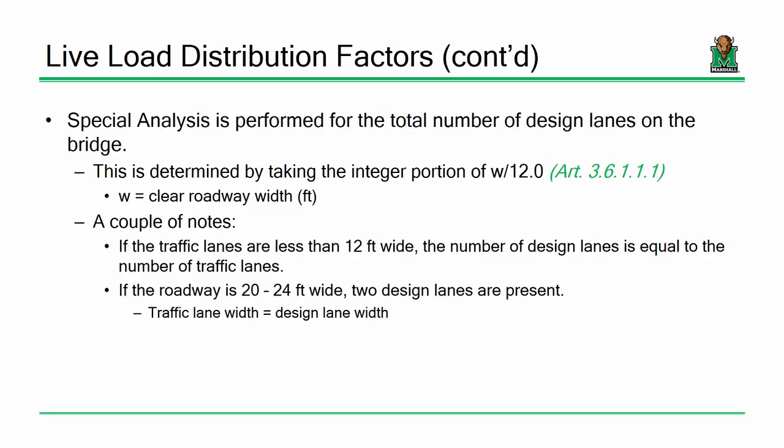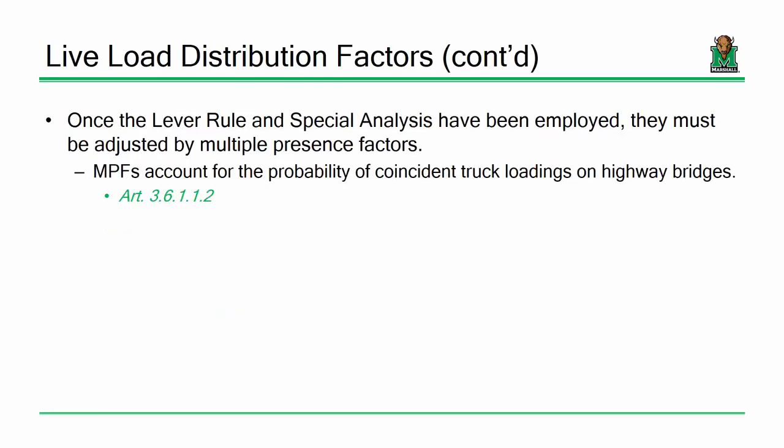All right, you put as many design lanes as you can fit. Okay, make sense? If you got a really narrow bridge, you're going to put 2 design lanes that are half and half. Make sense? Okay. All right. Last thing, or one of the last things I think is worth talking about are multi-presence factors.